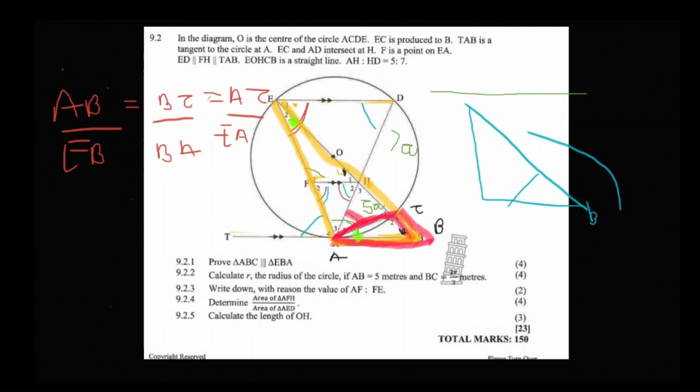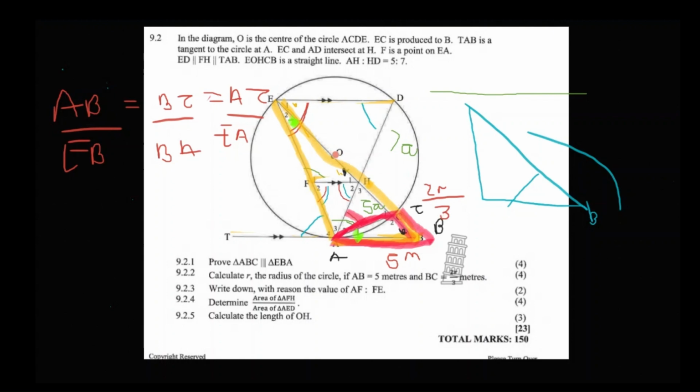Then for question 9.2.2, calculate R, the radius of the circle, if AB equals 5 units and if BC equals 2R over 3. So AB equals 5 units, and by the way, this is its actual length, 5 units, my bad, 5 meters. This is its actual length, 5 meters. And BC equals 2R over 3.